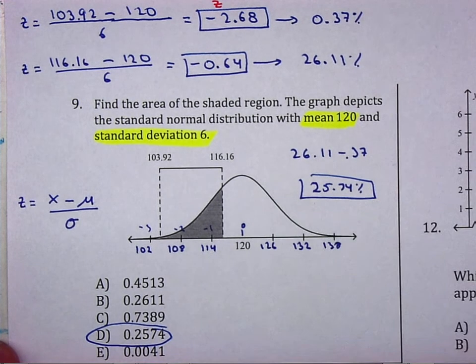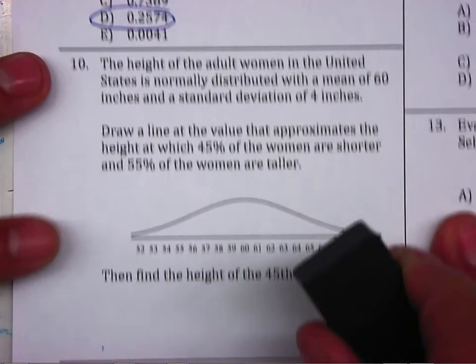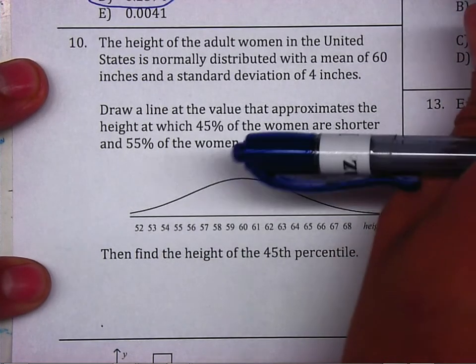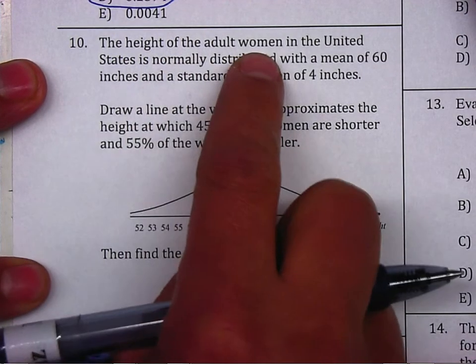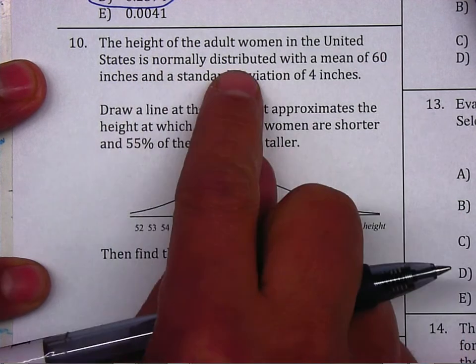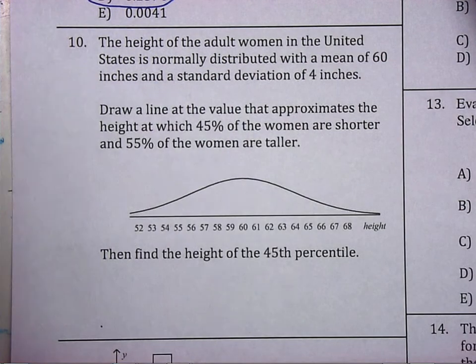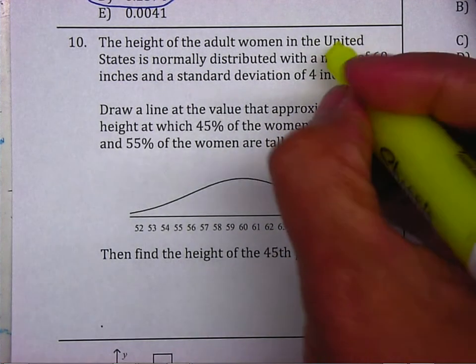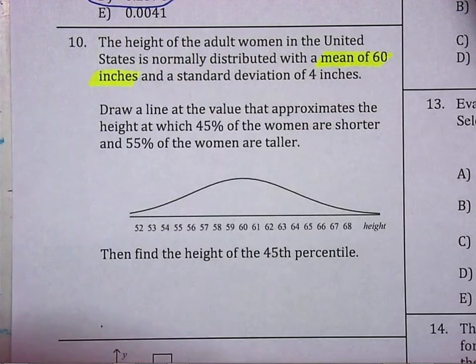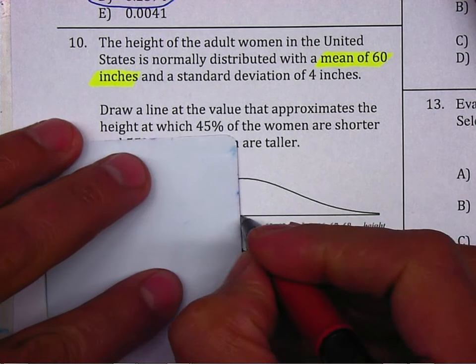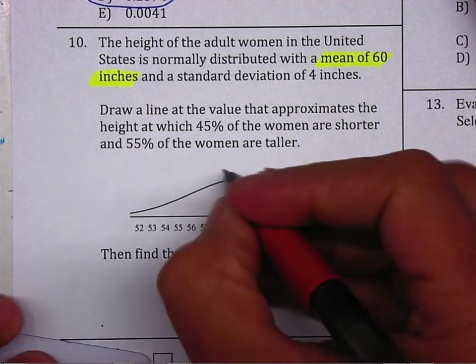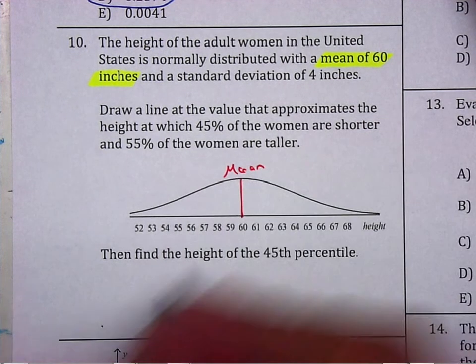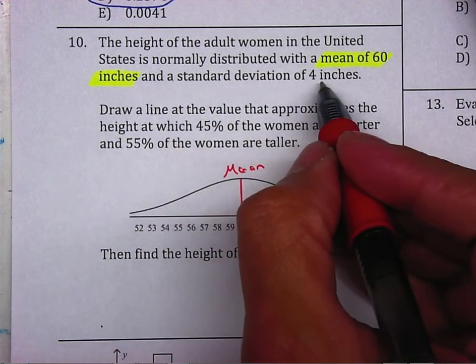Now, let's go over to question number 2. The height of an adult woman in the United States is normally distributed with a mean of 60. So the mean is 60 inches. Let's go ahead and label it. So that's your mean, 60 inches, and the standard deviation of 4 inches.